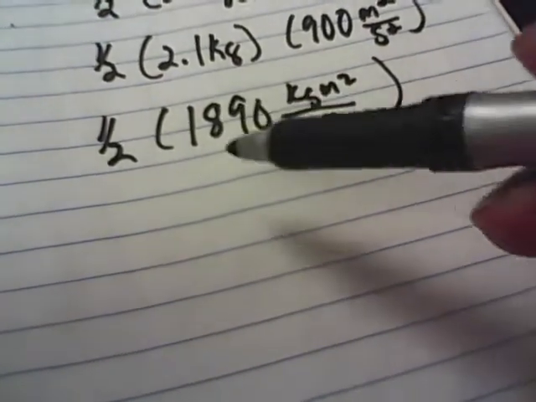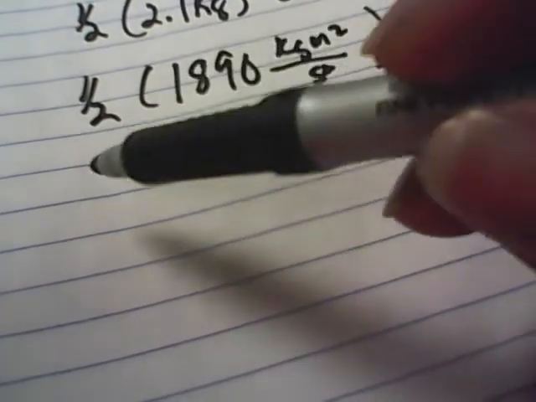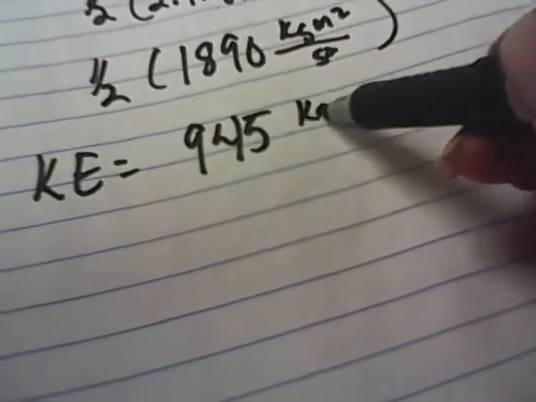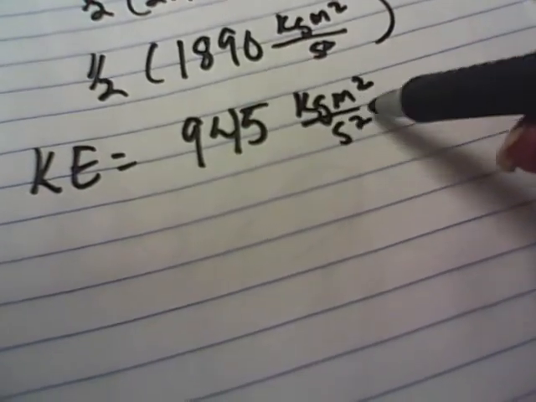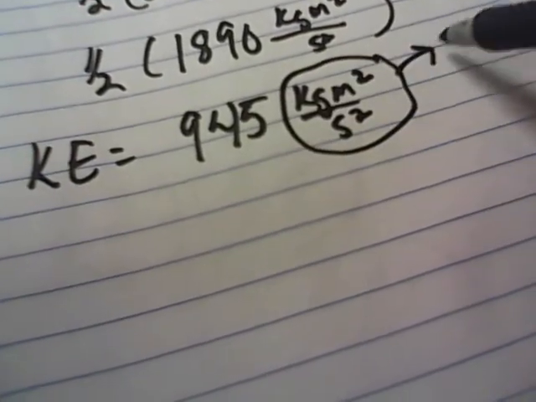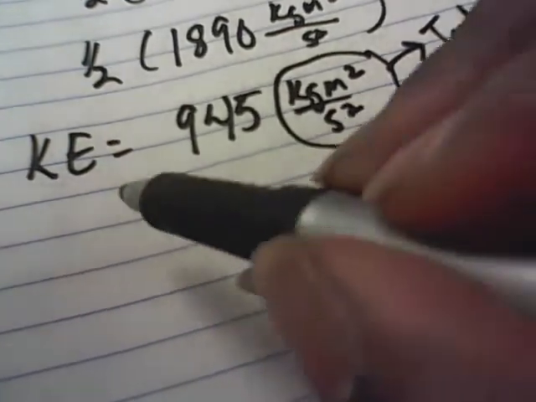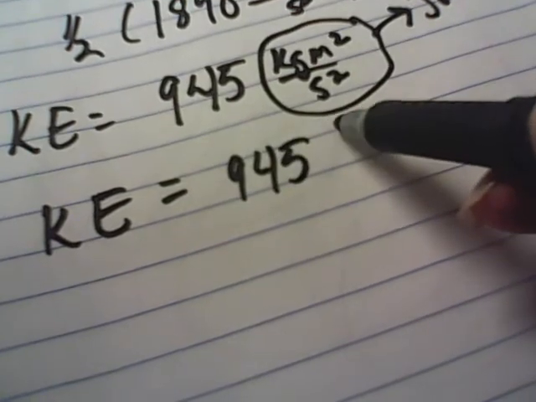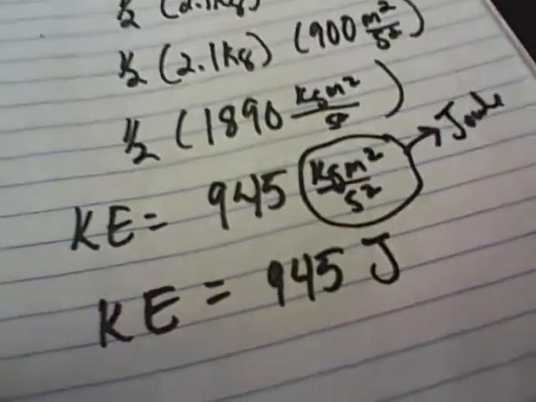Okay? So now that we have that, we'll do half, or 0.5 times 1890, or 1890 divided by 2. We want half of 1890, so we divide that by 2. That equals 945. So the kinetic energy is now equal to 945 kilograms meters squared over second squared. And this is always known as a joule. So your answer in the end is kinetic energy is equal to 945 joules.